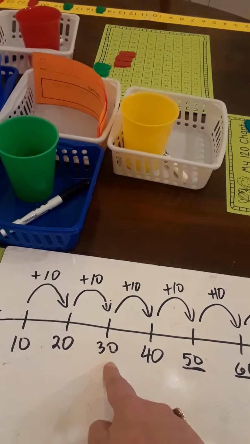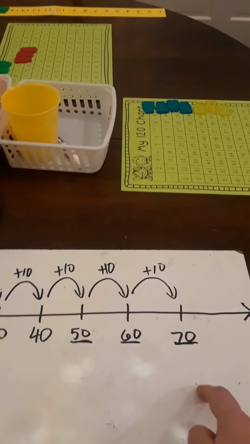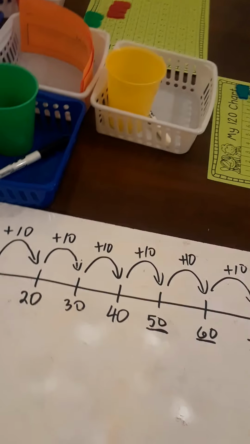Okay, awesome job. Let's look at Luke's. All right, Luke did his 120s chart, and he has a number line too. But boy, look at his number line. Wow, boys and girls. He did his 10, 20, 30, 40, 50, 60, 70. But you know what else he did on his number line, guys?